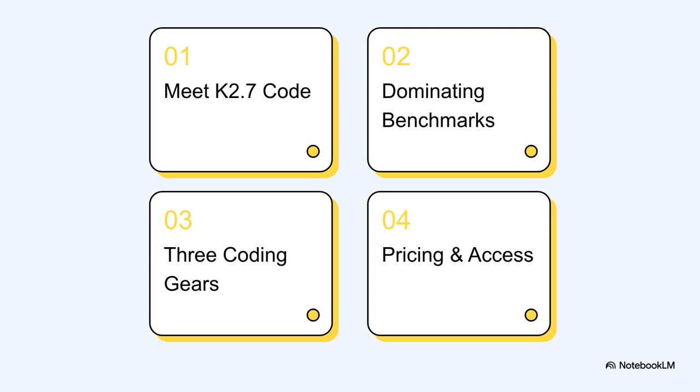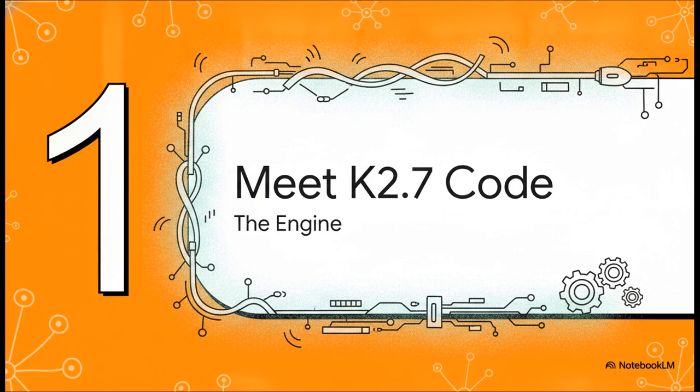All right, here's our roadmap for today's explainer. First, meet Kimi K2.7 Code. Second, dominating benchmarks. Third, the 3 coding gears. And fourth, pricing and access. Let's just dive right in. Section 1. Meet Kimi K2.7 Code, the engine.